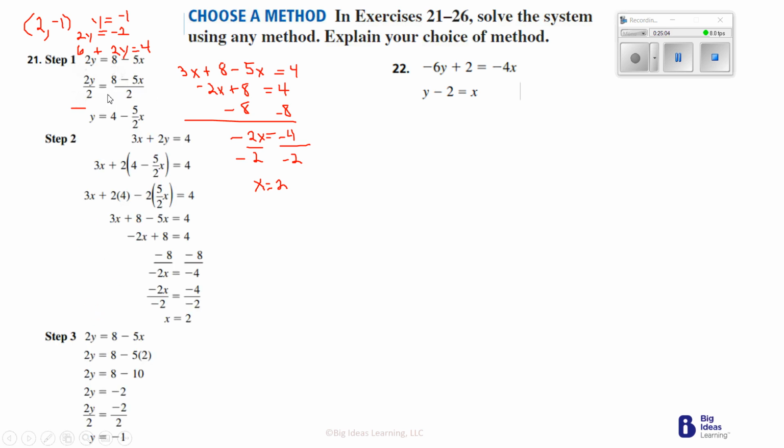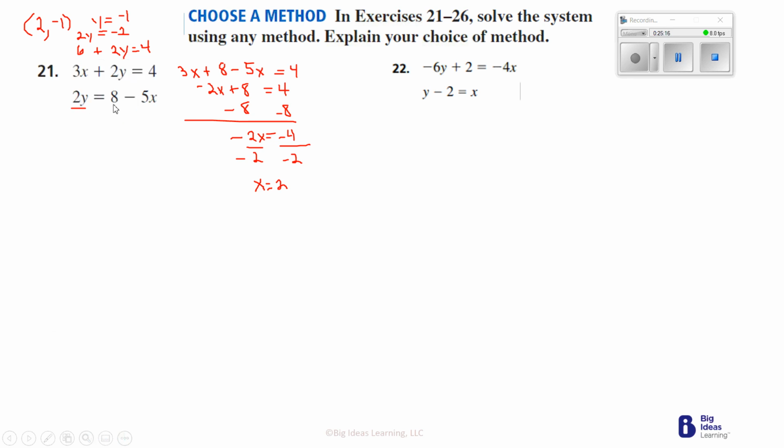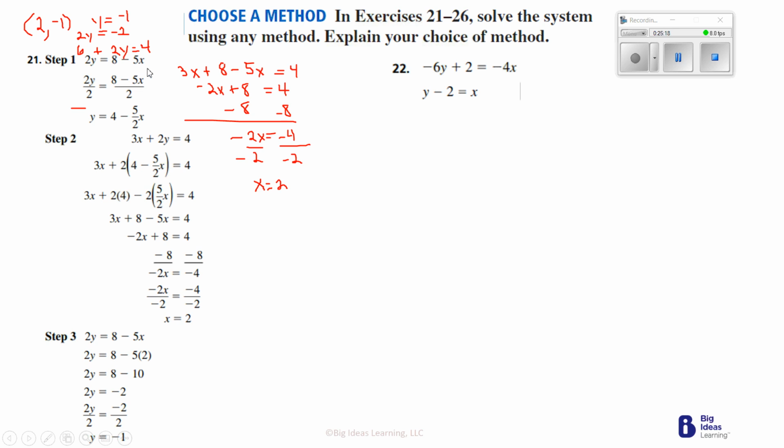So over here, y was a negative 1 and x was 2. Look at that. It seems like a lot easier than what they did. What they did was they took the second one, 2y plus 8 equals 5x. They divided everything by 2. That left them with y equals 4 minus 5 over 2x. This is a nightmare. Now they're going to replace y in the second problem, 3x plus 2y equals 4, with 4 minus 5 over 2x.